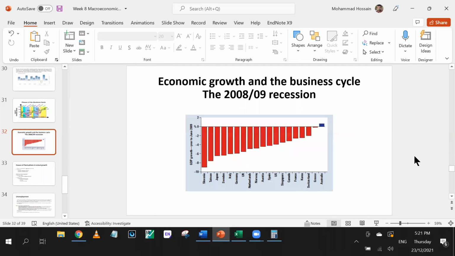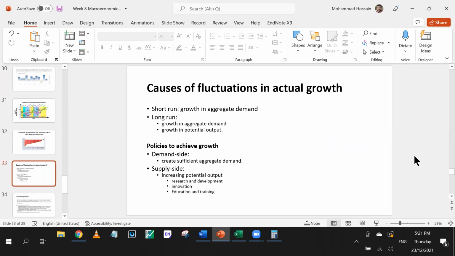I think we have almost done. Okay, so why do we have these causes of fluctuations in actual growth? Well, it depends on the policies, government policies. That's very important. Demand side policies, supply side policies. We'll talk in detail. Today's class is just the introductory to make you familiar with the terms and terminologies we use in macroeconomics. That's what I'm trying to teach you for today, the introductory class, okay?